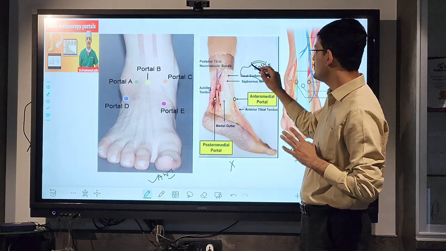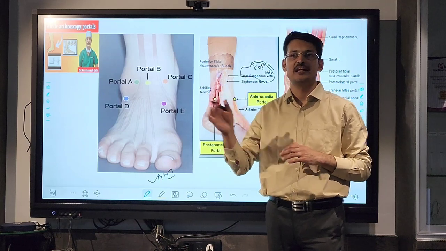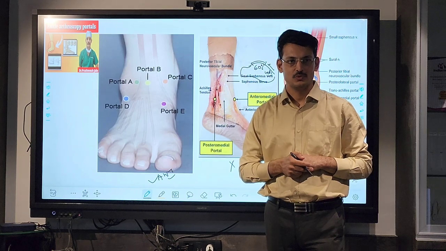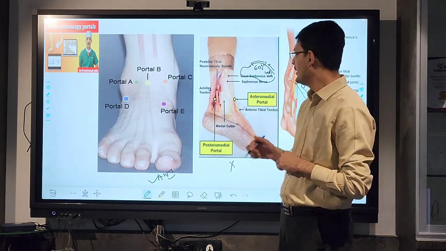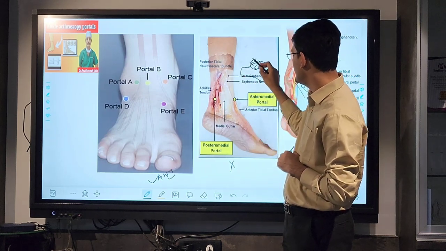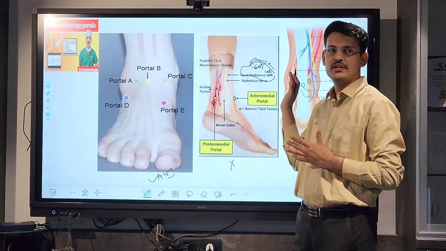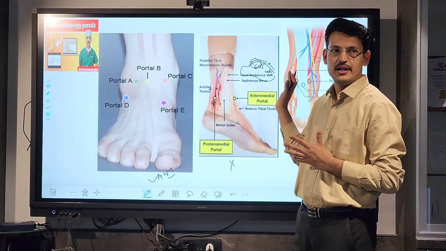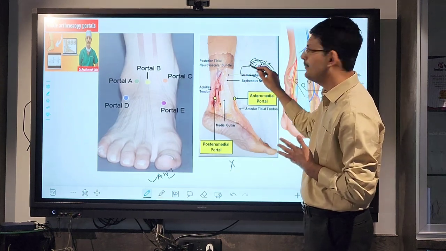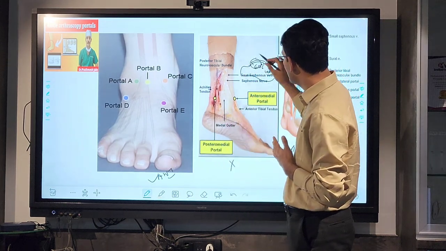So if you have a lesion on the talus, what is the most common location of the OCD of the talus? OCD of the talus can be either anterior or posterior. If it is in the anterior quadrant, this area, you can approach with the anterior. If it is very posterior, then only you need to do a posterior ankle arthroscopy. So by and large, ankle joint pathologies, talus pathologies and tibial plafond pathologies, you can address with an anterior ankle arthroscopy.